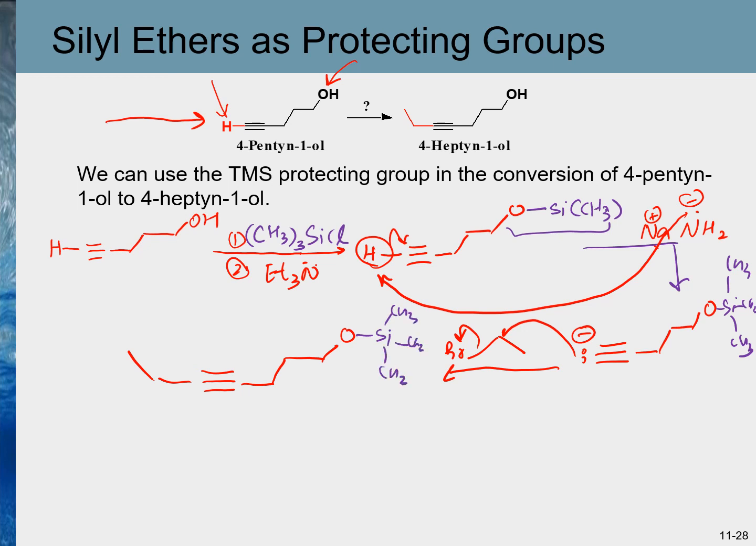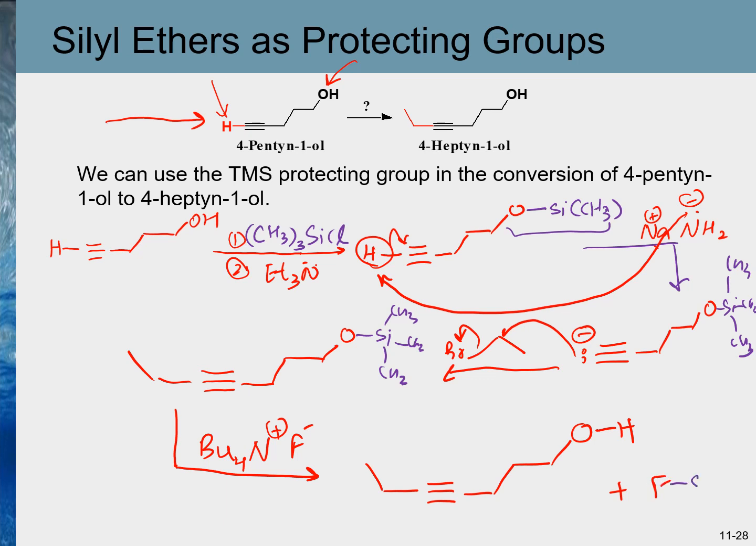The silyl ether is still there, so the final step is removal of the protecting group, or the silyl ether part, and this can be easily removed by reacting with the fluoride source. In this case, it's the tetrabutylammonium fluoride. And that's how we can complete our synthesis reaction without any interference from the alcohol functional group.